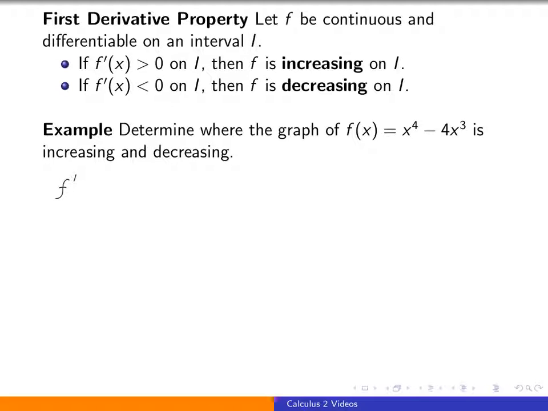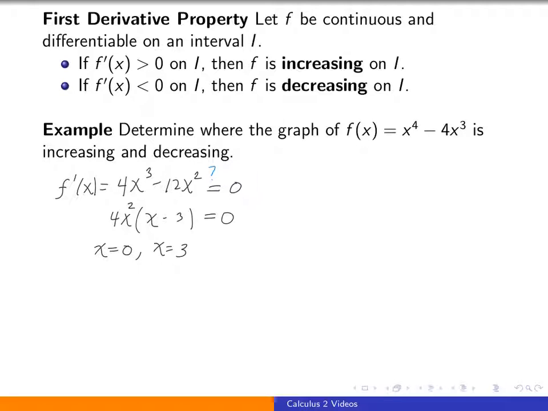So differentiating with the power rule, f prime of x is equal to 4x cubed minus 12x squared. And what we would like to know is what are the values of x that make this equal to 0. That is, we're first going to locate the critical points. Both of these terms have 4x squared in common, and when you pull that out, what you're left with is x minus 3. So x is equal to 0, or x is equal to 3.